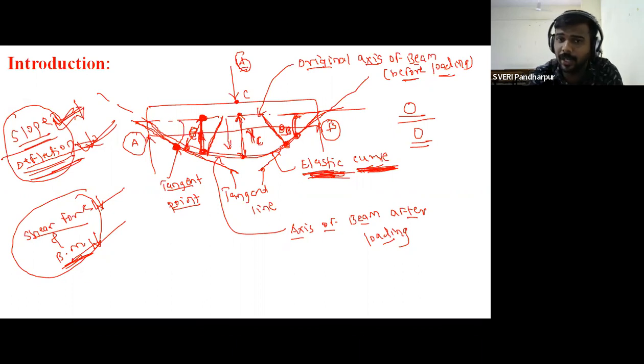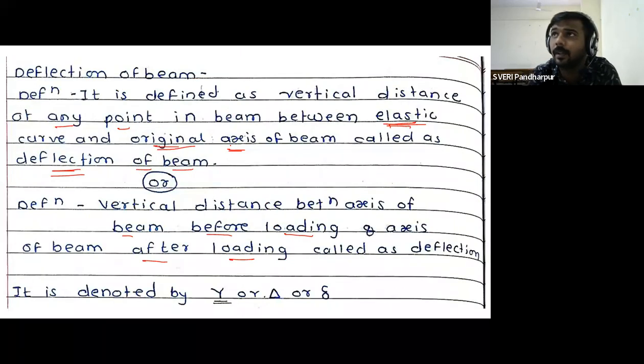If there is another point D next to C, and we show the distance between those two points, that becomes the deflection at point D. Like that, a number of points are present on the beam, and we can measure the maximum deflection between these two points. Write down both the definitions.